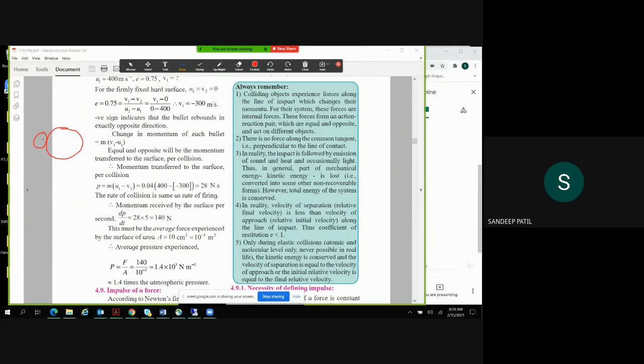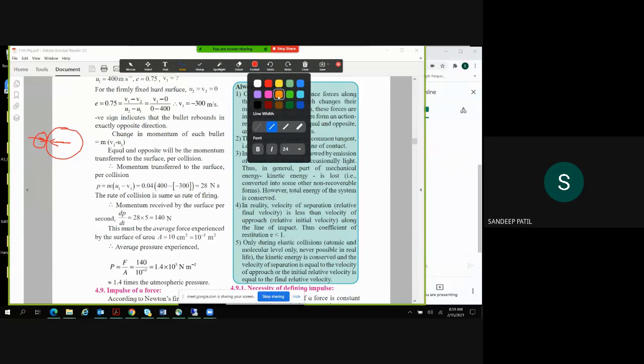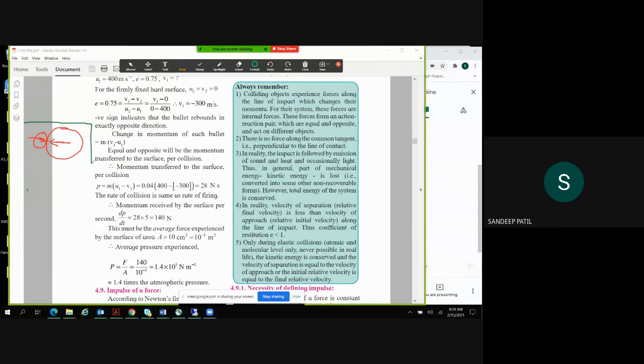So suppose this is the line of impact, right? When two colliding objects experience forces, the forces are along this line of impact. For their system, these forces are internal forces. So for this system which we are considering for the force analysis, these are the internal forces, the arrows shown in red.